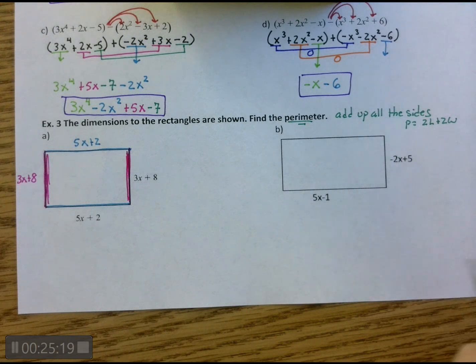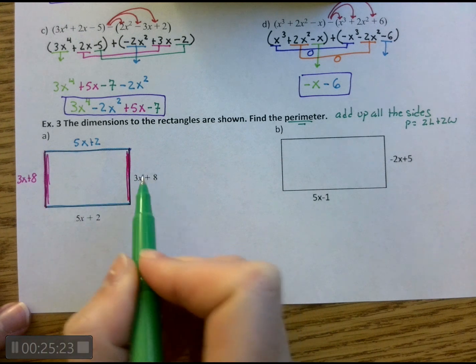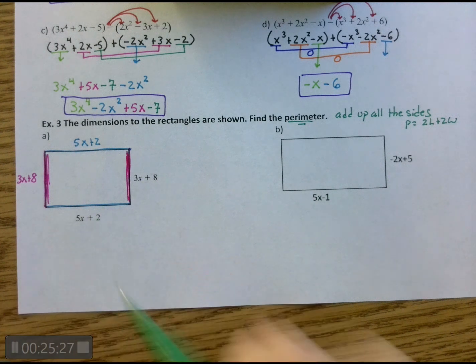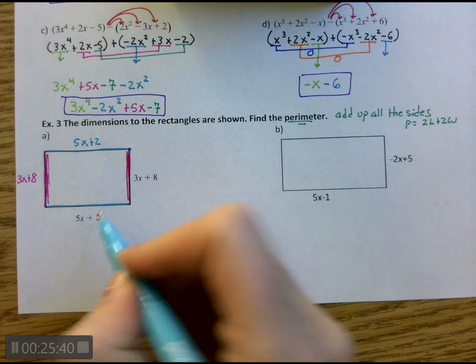The 2 times your length is because you have 2 of these, and it's 2 times that. And then because you have 2 of these, it's 2 times that. Okay? That's where that comes from. But just add up all of your sides. So, just pick a side and start with that. I'm going to start with the blue.